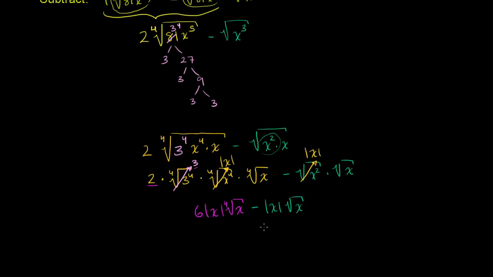And we can't do any more subtracting, just because you have to realize this is a fourth root. This is a regular square root, principal square root. If these were the same root, then maybe we could simplify this a little bit more. And so then we are all done, and we have fully simplified it.